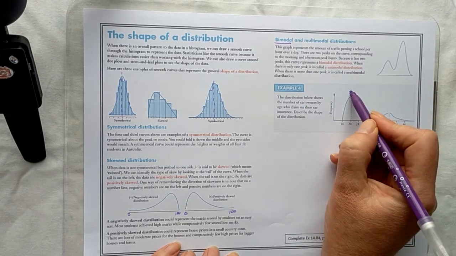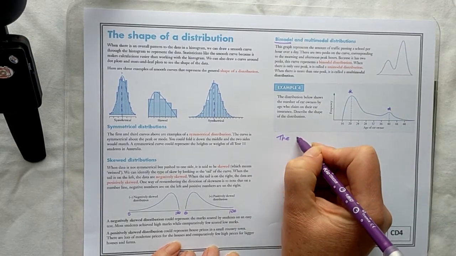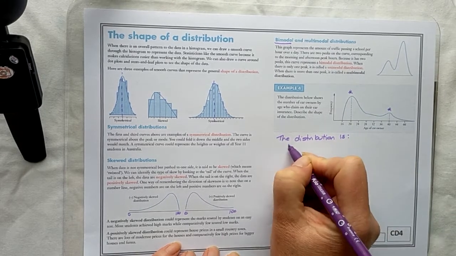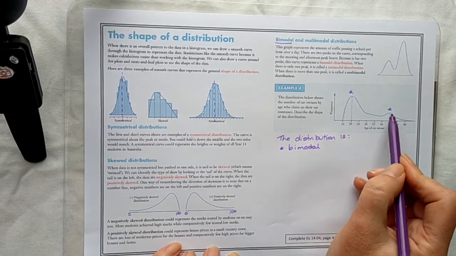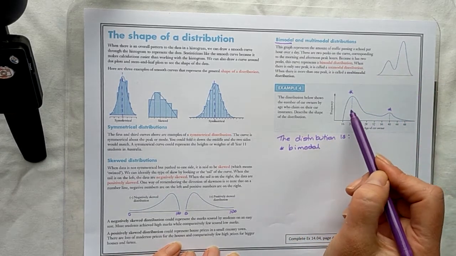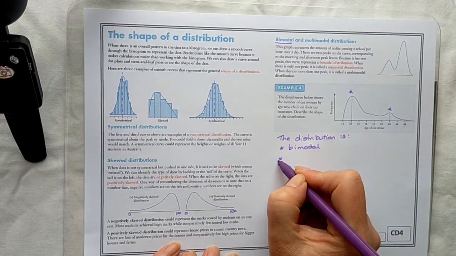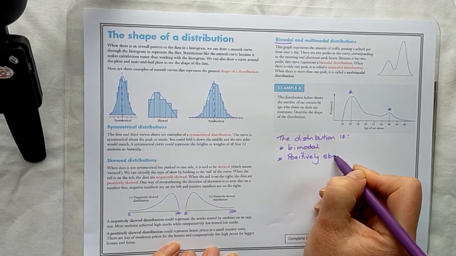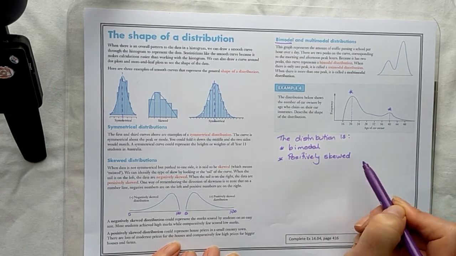So we've got two bumps in it, here and here. So we can say that the distribution is bimodal, as it's got a peak here and here. We could also say, since most of the data is pushed over this way, and that looks like this distribution here, we could also say it's positively skewed. So the distribution is bimodal and it's positively skewed.